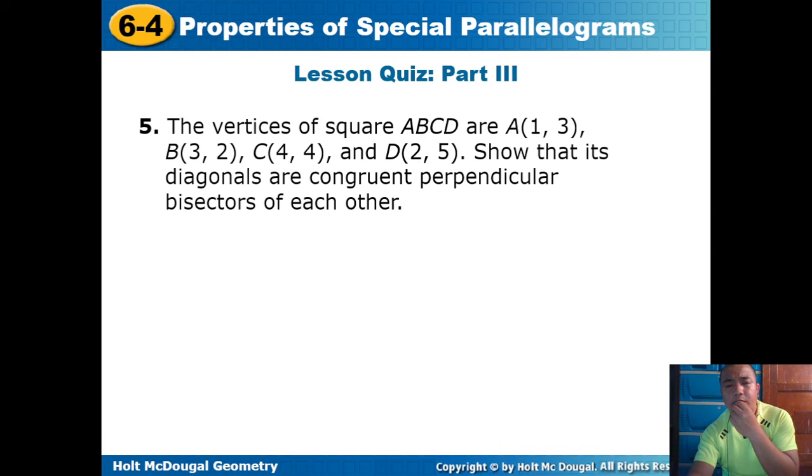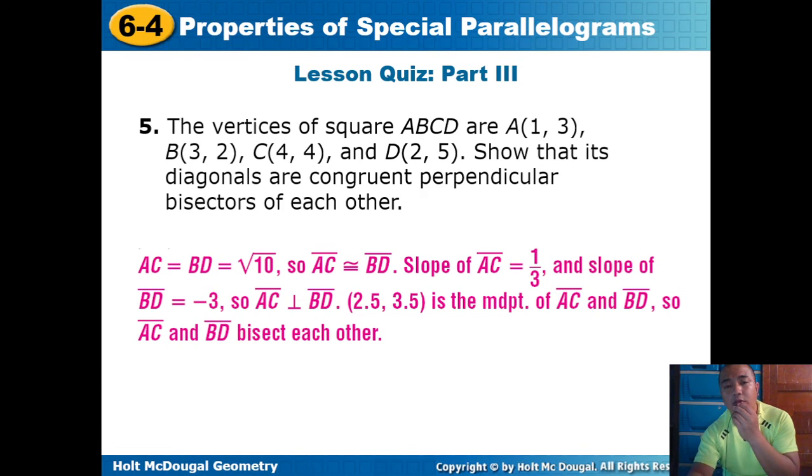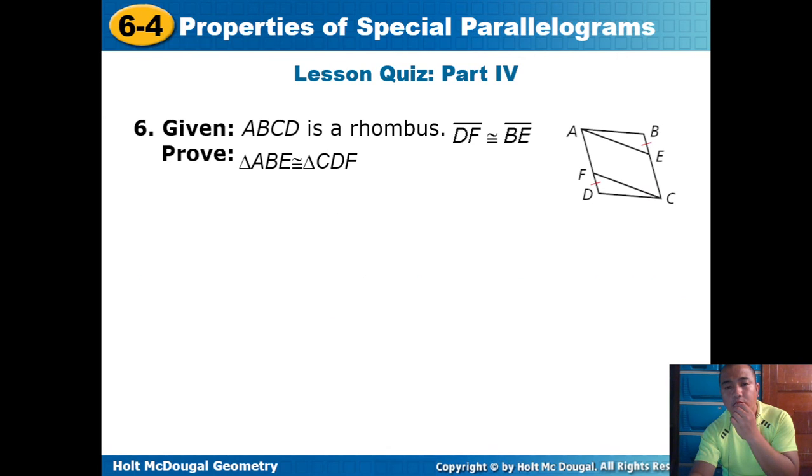Number 5, the vertices of the square ABCD are A(1, 3), B(3, 2), C(4, 4), and D(2, 5). Show that its diagonals are congruent, perpendicular bisectors of each other. Just like what we did in previous slides. Dapat diagonals are congruent. Diagonals are perpendicular by the slope formula. Pag congruent naman yung diagonals, distance formula, and pag diagonals bisect each other, midpoint formula naman. That is the answer. You can screenshot on this part. And then show me your solution.